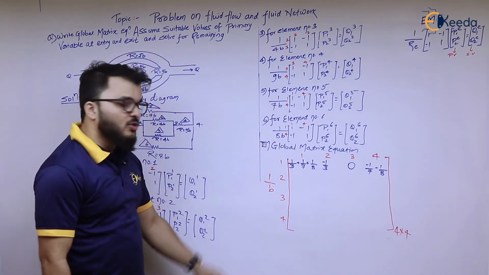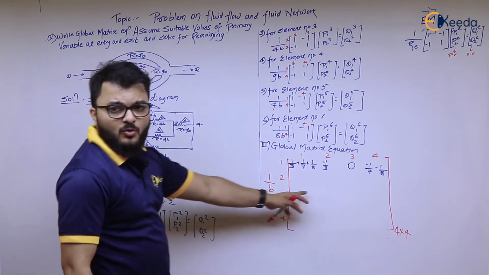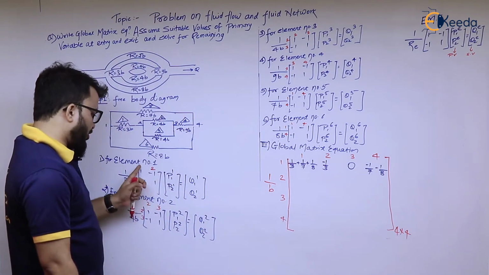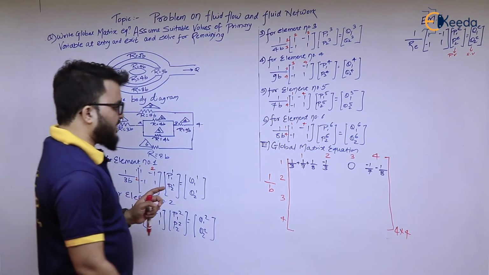Now we will start with row number 2. Row number 2, column number 1. So this becomes minus 1 by 3.